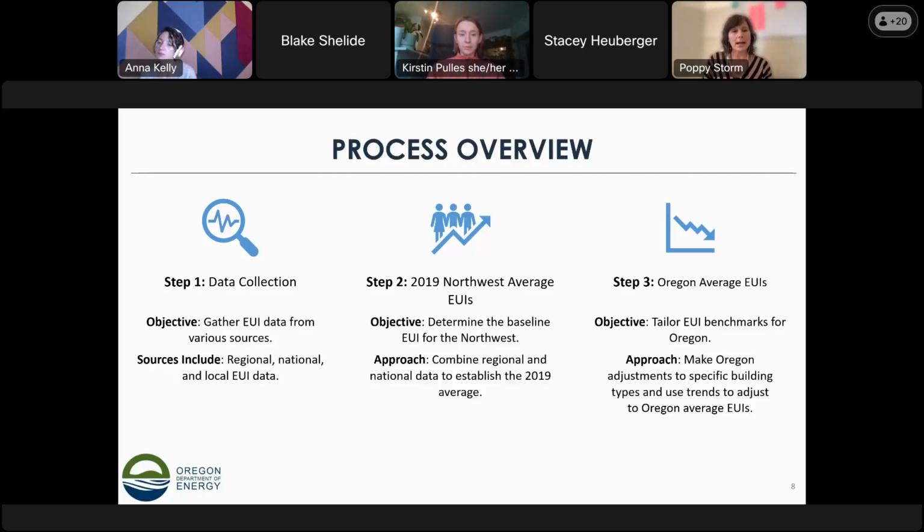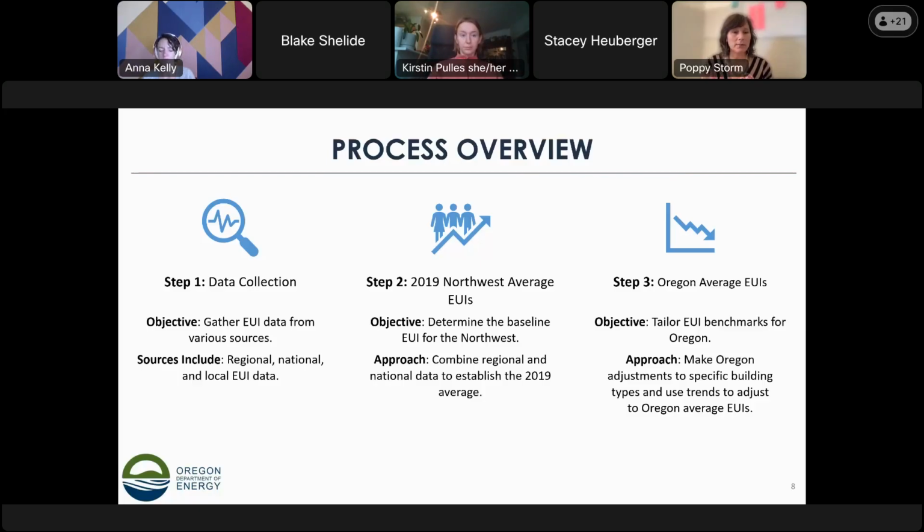And then our second step in this process of developing average EUIs for Oregon is to look at what are the average EUIs for the entire Northwest, because a lot of our data sets are actually Northwest based and not Oregon based. And the most recent version of that is from 2019. So we're calling this step 2, 2019 Northwest average EUIs. And the objective there is to determine the baseline EUI for the entire Northwest. And we're combining regional and national data to establish that 2019 EUI, for all of the building types that we're looking at for this target setting process.